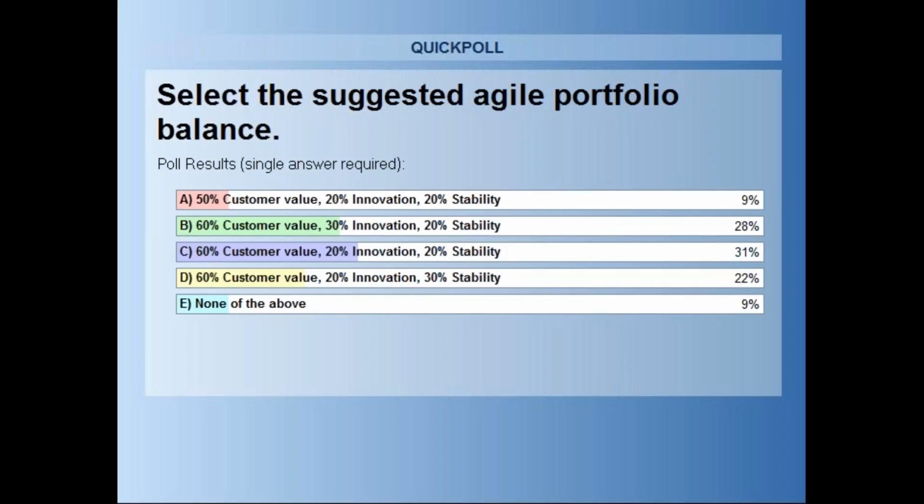And the correct answer is? The correct answer is C, that we want to do 60% customer value, 20% innovation, awesome, and 20% stability. 31% of you got it correct. Good job, guys.